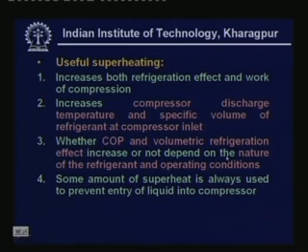Whether it increases COP or not, some amount of superheat is always used in practical systems to prevent entry of liquid into compressors. So there is a very practical reason why superheat is necessary in actual systems, because just like an expansion device cannot tolerate vapor, a compressor, we have seen in the last class, cannot tolerate, most of the compressors cannot tolerate the presence of liquid. So you must make sure that whatever is entering into the compressor is vapor. No liquid is entering into the compressor.